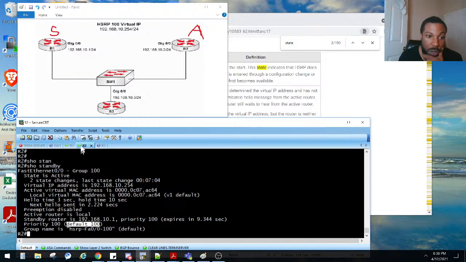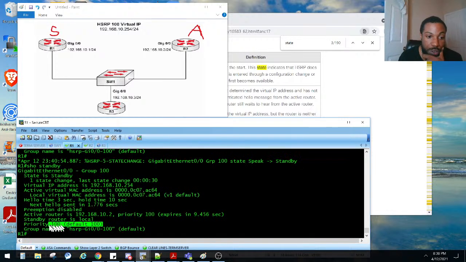Well, guess what? We're on router 2, right? Router 2, he is 100. His priority is 100. We go to router 1. He's also 100. Well, why is he standby and he is active? Well, guess what? We put him in the group first, and he said, anybody the active router? Okay, I guess I'll be the active router. Right? So he became the active router.